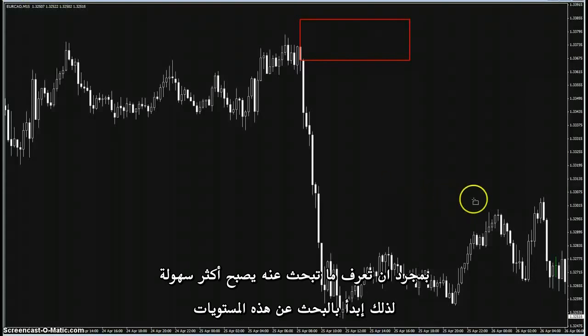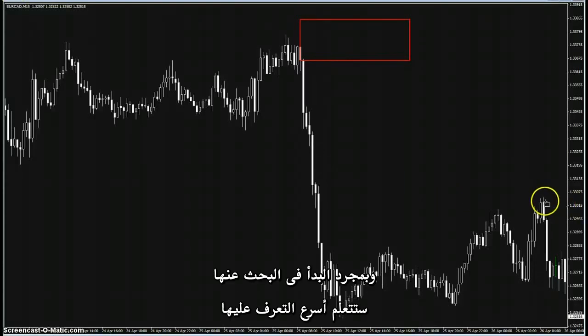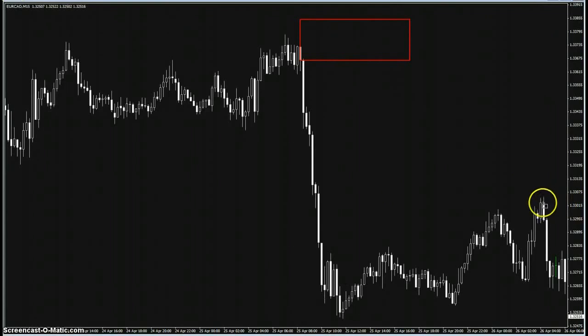So start looking for this, okay? And once you start looking for this stuff, you can begin to identify it. So this is another supply level right here. Okay. So now what am I going to look for? I'm going to look for shorts in this area.